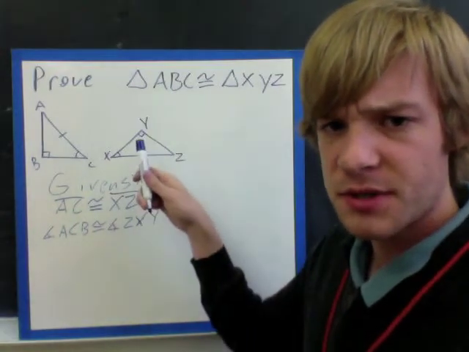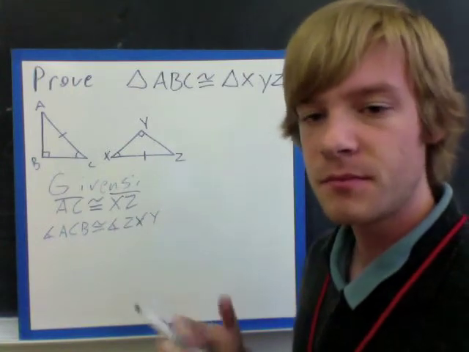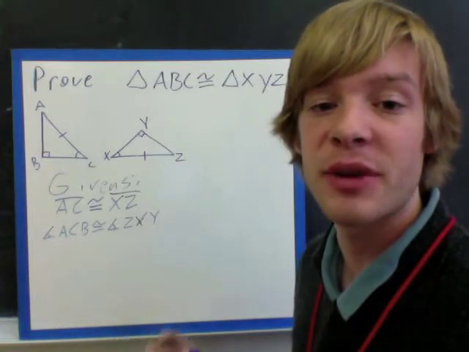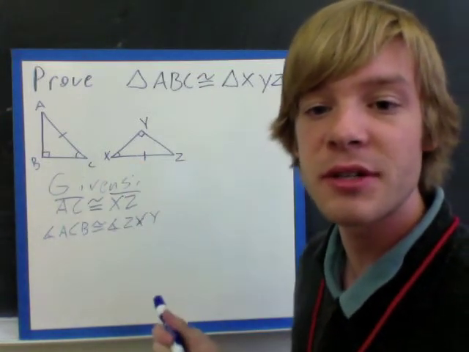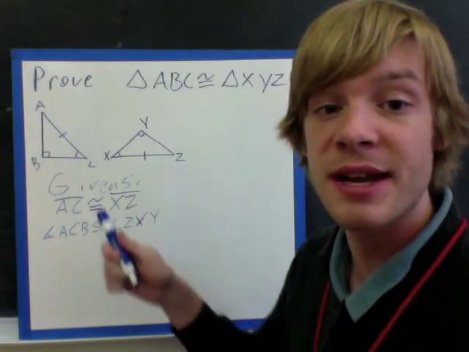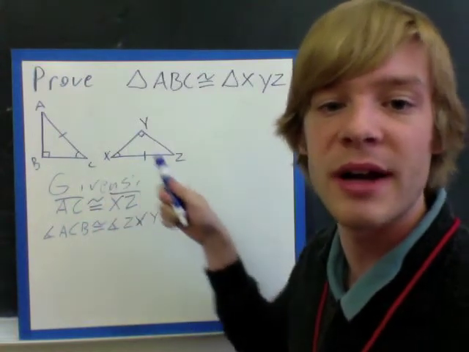Now, you should notice here we've got a little square here for both of those angles. Some of you may remember that that little square means we have a right angle there. We have 90 degrees. Well, if both of these angles are 90 degrees, then that means both of those angles are congruent. So we can go ahead and say angle ABC is congruent to angle XYZ.